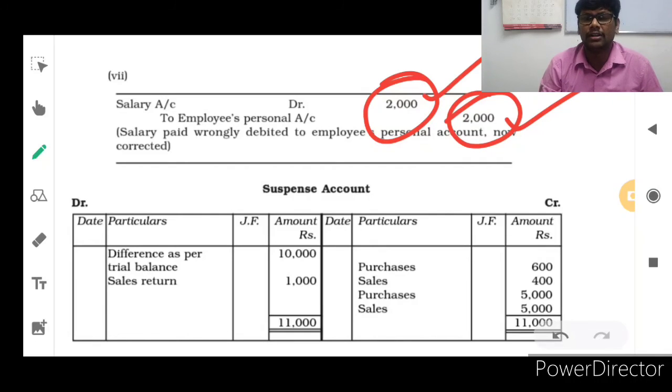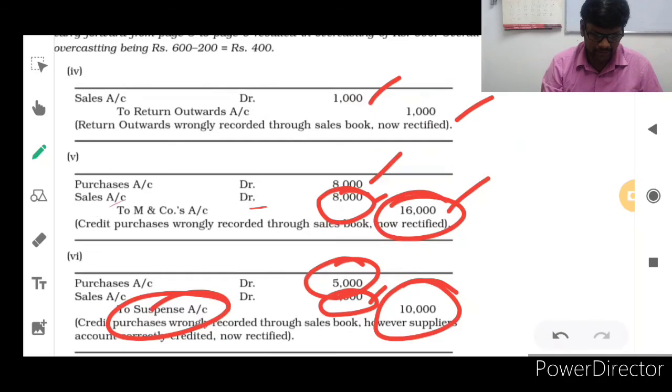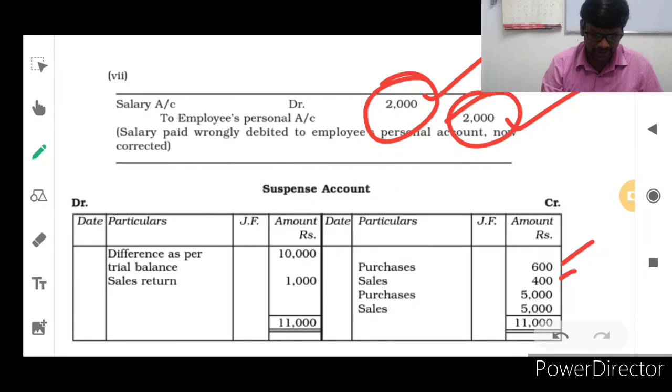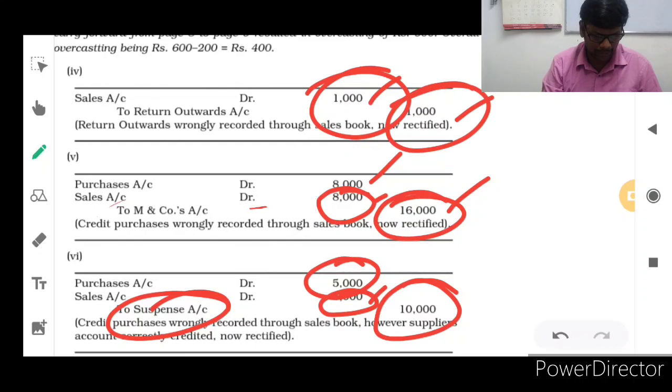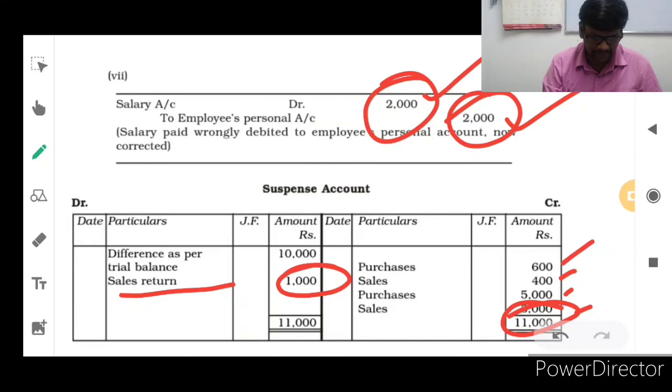Isn't it? Finally, we are recording all the transactions in the suspense account. See, purchases are recorded 600 rupees and sales 400 rupees. You can refer to the journal. So from this journal only we are writing over here. Purchases 600, sales 400, and again purchases 5,000 rupees and sales 5,000 rupees, collectively 11,000 rupees. And here sales return 1,000 rupees. You can check it out here. Sales return, that is 1,000 rupees to ROM, isn't it? That money is debited here. So 10,000 rupees is the imbalance. That is the difference as per the trial balance.